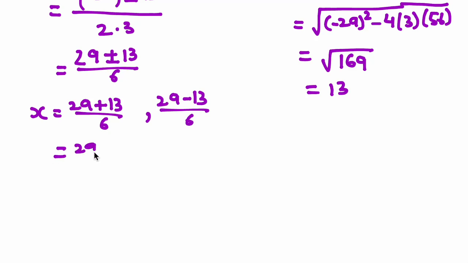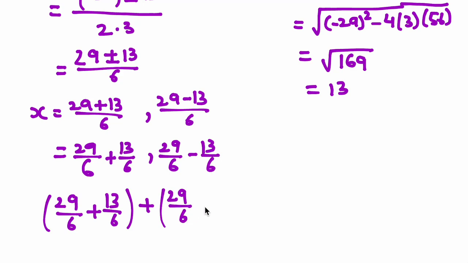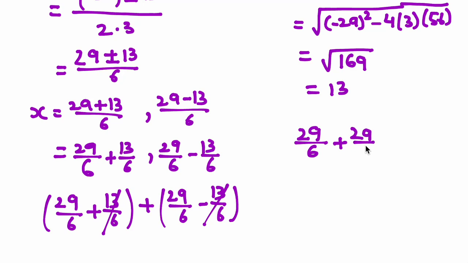Or you can write them separately: 29 by 6 plus 13 by 6 is the first value, and 29 by 6 minus 13 by 6 is the second. Now we have to find the sum of these values. So 29 by 6 plus 13 by 6 is the first value, plus 29 by 6 minus 13 by 6 is the second value. The plus 13 by 6 and minus 13 by 6 cancel. So we are left with 29 by 6 plus 29 by 6.